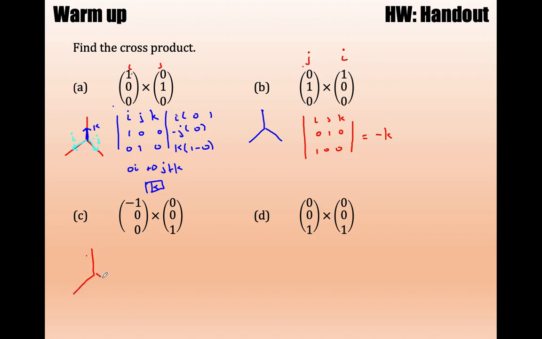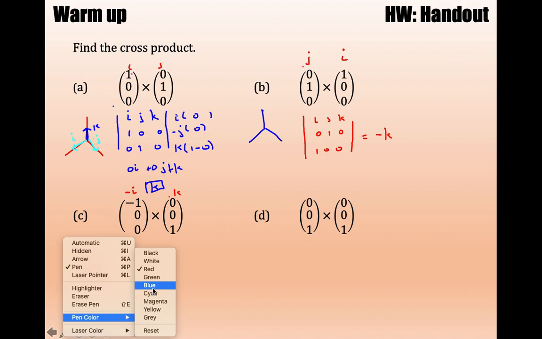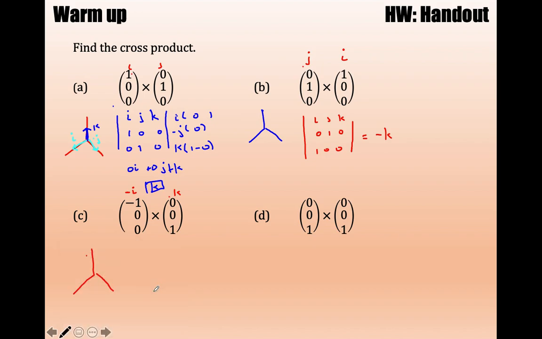What's going on here? Well, this vector is k. What's this one? Isn't this negative i? So what does that look like? Negative i would go back this way, right? Into the computer. And k is the unit vector in the z direction. So what do you think that is going to look like?